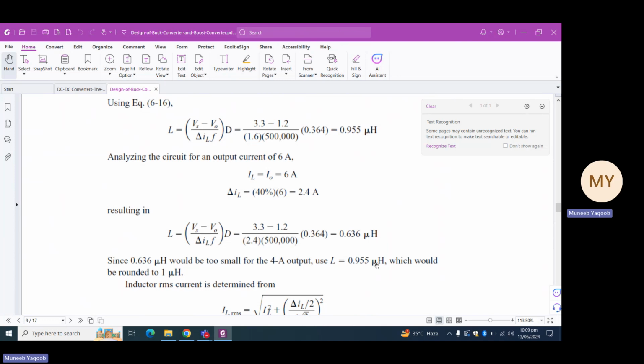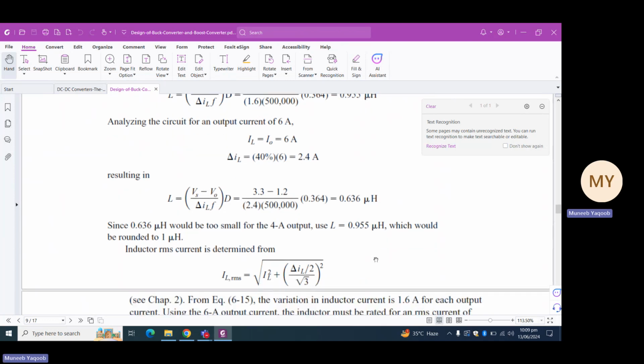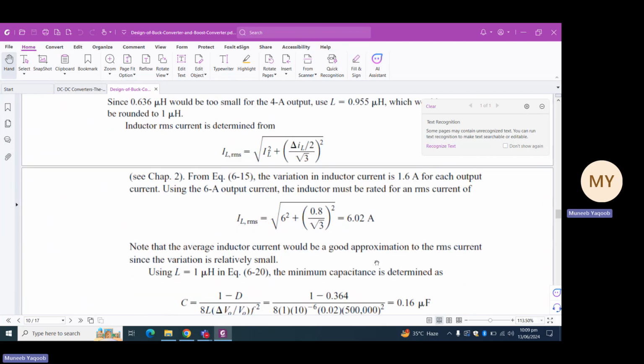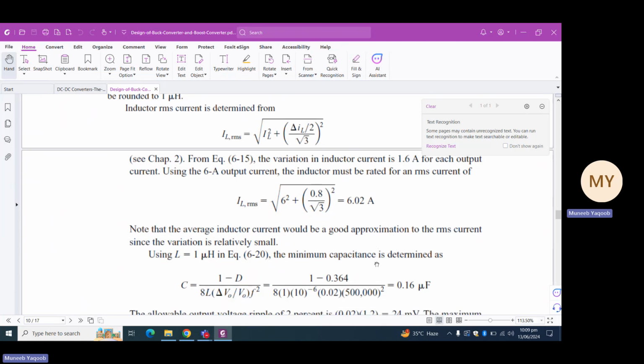So if one condition says that the minimum inductance is 0.955 and the other says that the minimum inductance is 0.636, then obviously if we are to satisfy both conditions, we will take the inductance that is bigger. Hence, we concluded that the allowed inductance is 0.955 microhenry. Again, using the equation of chapter 2, we calculated the RMS values of the current. And finally, we calculated the value of capacitance that allows us a percentage ripple of 2%.